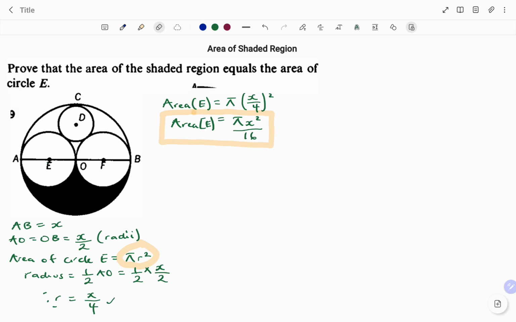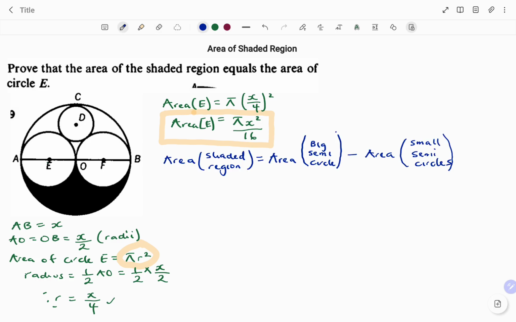The question says we should prove that the area of the shaded region is equal to the area of circle E. We've found the area of circle E, so the next step will be to find the area of the shaded region. Area of shaded region will be equal to the area of the big semicircle minus the area of the small semicircles.